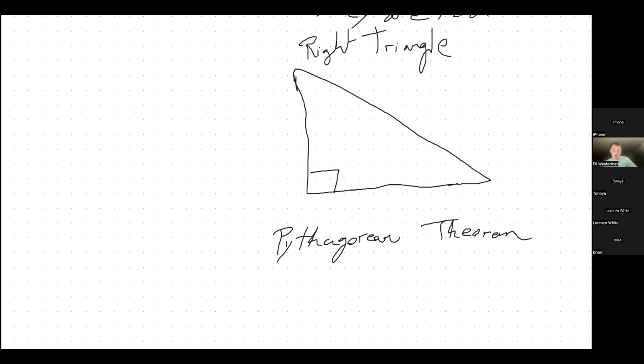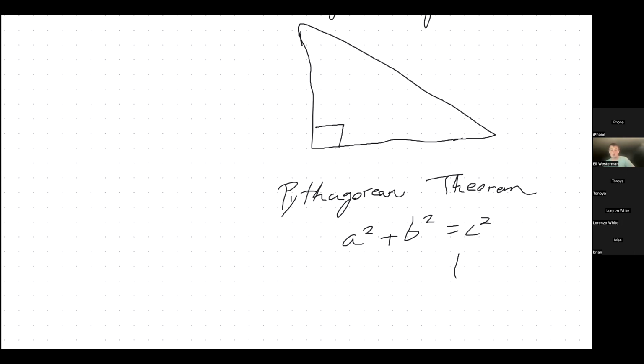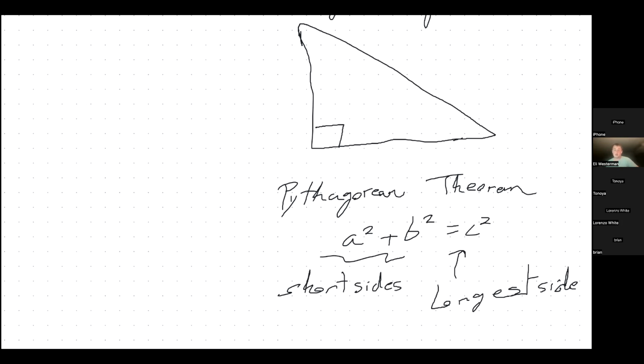So I'm not going to use other words like hypotenuse and legs. We're going to use big side and small sides. So the Pythagorean theorem looks like this: A squared plus B squared equals C squared. C squared is the longest side, and A and B are the short sides. So A squared plus B squared equals C squared.